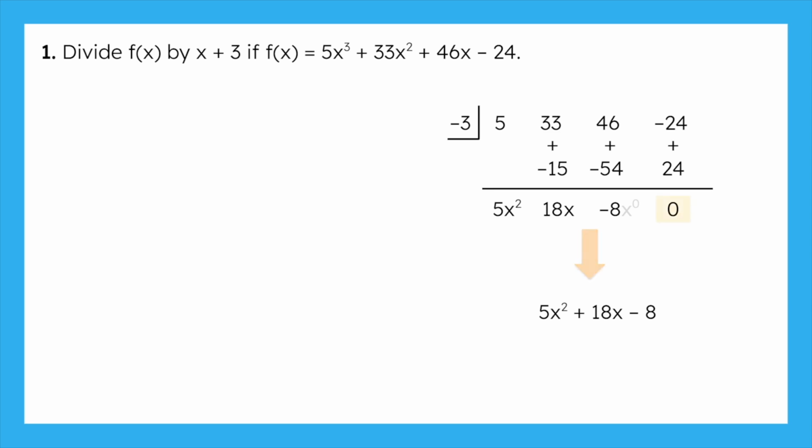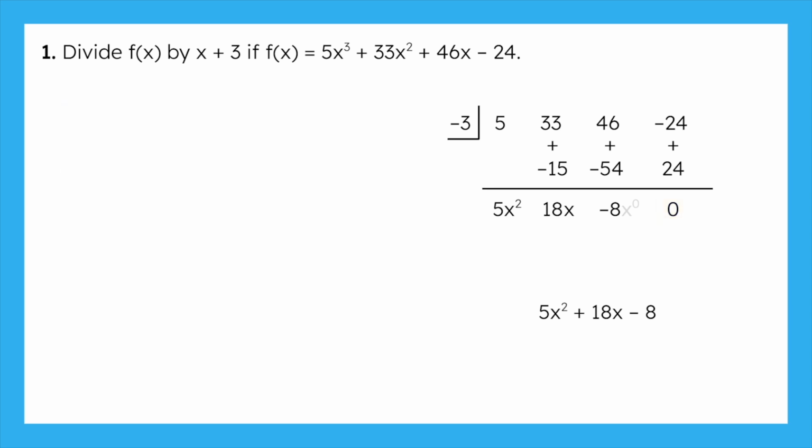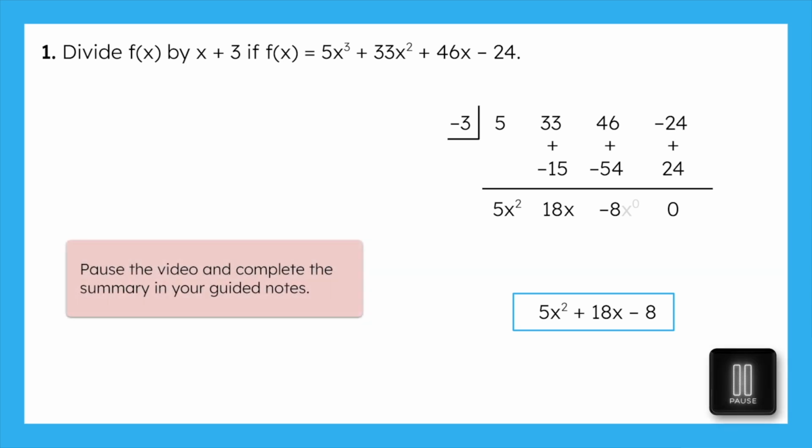So what's up with this 0? Well, in synthetic division, the value in the last column is the remainder, which in this case is 0. So to put all of this together, f of x divided by x plus 3 is 5x squared plus 18x minus 8. Pause the video here to complete the summary in your guided notes.